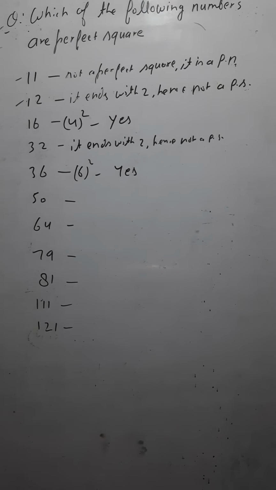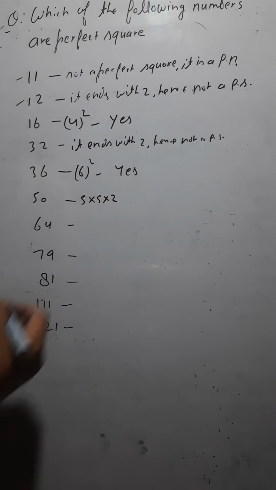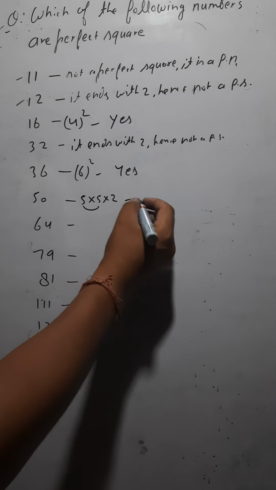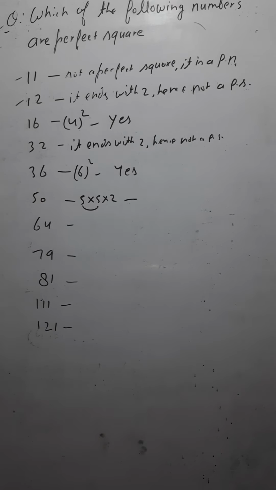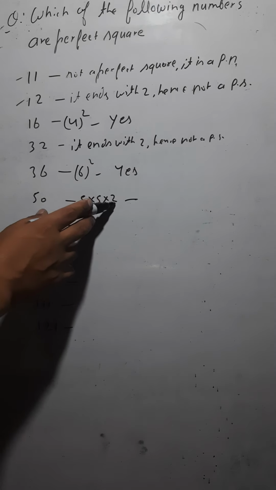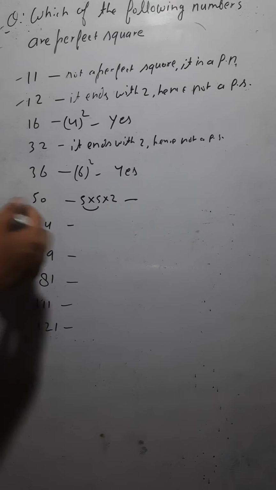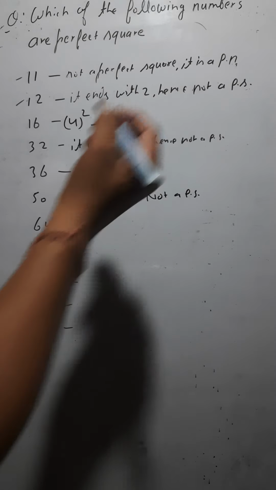Yes. 50, if you resolve 50 into prime factors, you are getting 5 multiply 5 multiply 2. 5 fives are 25, 25 twos are 50. So we have the pair of 5, but we do not have the pair of 2 here. So hence it is not a perfect square.